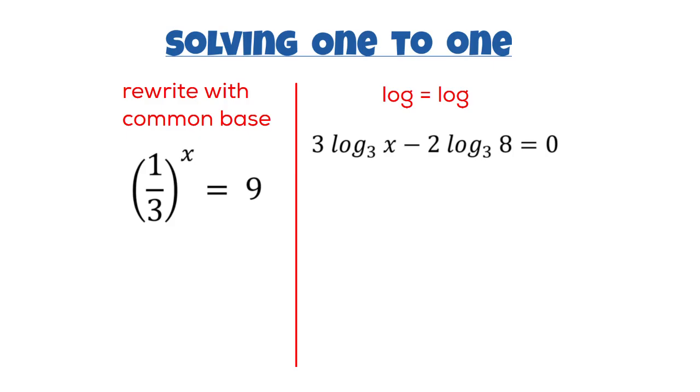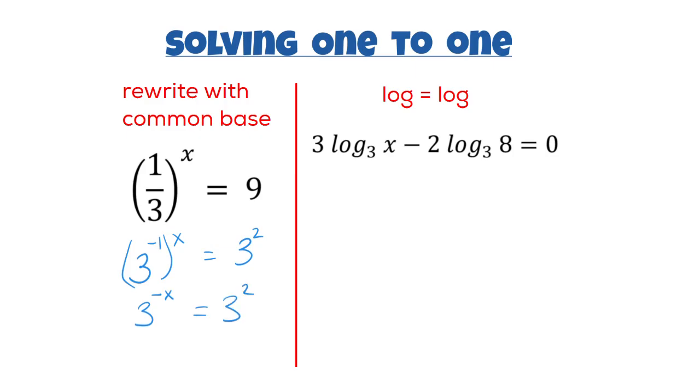I'm going to use a 3 as my common base because I know the 1/3 and the 9, 3 would work great. So what I'm going to do is rewrite my 1/3 as a 3 to the -1, and then it's also being taken to the x power. I'm going to rewrite my 9 so that it's a 3 squared. So what I've managed to do is write these both with a base of 3.